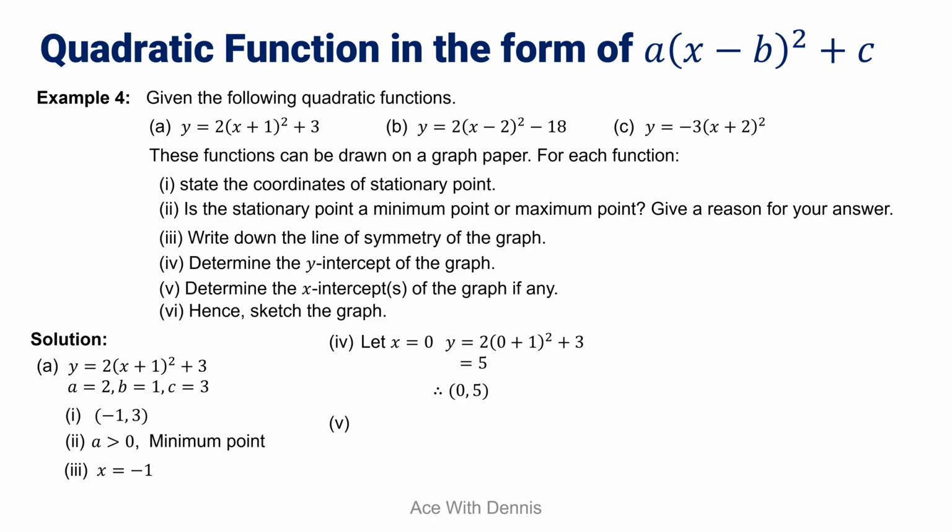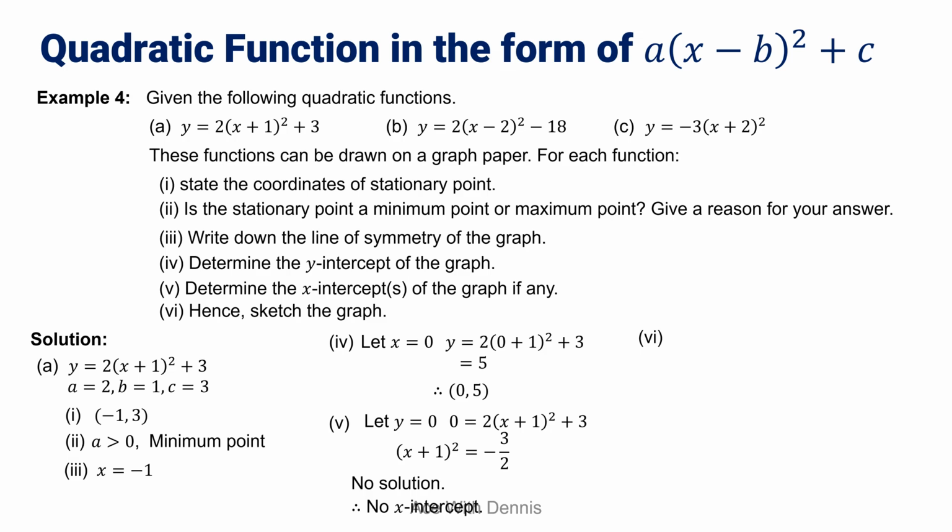Number 5, to find the x-intercepts, we let y equal to 0, hence the equation becomes 0 equals 2 bracket x plus 1 squared plus 3. So (x plus 1) squared equals negative 3 over 2. But from here, there is no solution because a square number cannot be a negative number. Hence, there is no x-intercept.